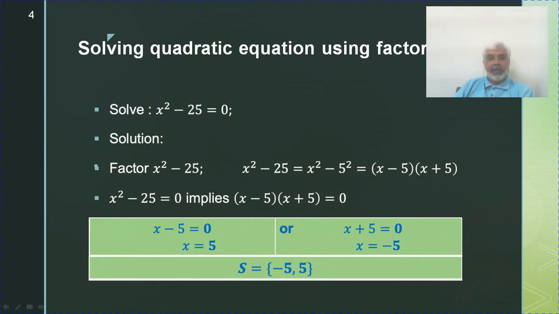As you see, either x minus 5 equals 0, then x equals 5, or x plus 5 equals 0, then x equals minus 5. It's very important to write "or". Now, the solution set, as you see, has two solutions: either minus 5 or plus 5.